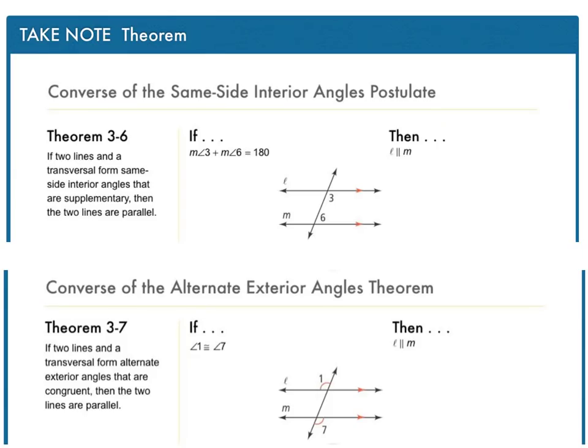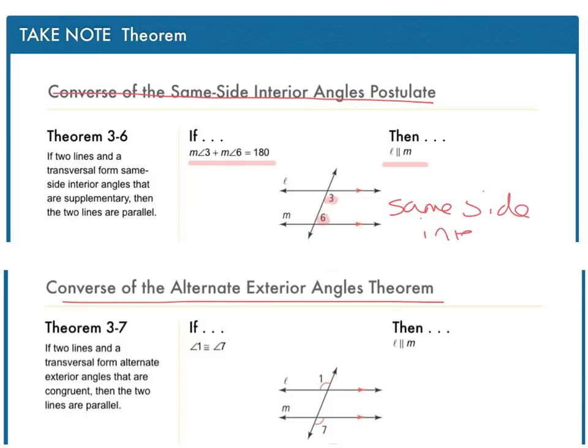Couple more theorems. This is the converse of the same side interior angles postulate and the converse of the alternate exterior angles theorem. And it's basically the same thing. It's working in reverse. So up here it's saying if the measures of angle 3 and angle 6 add up to 180, then line L is parallel to line M. That's because angles 3 and 6, those are same side interior angles. Or remember from the IXL, they talked about these being consecutive interior angles. And so if you have a pair of same side interior angles that add up to 180, then you could conclude that the lines would be parallel, okay?